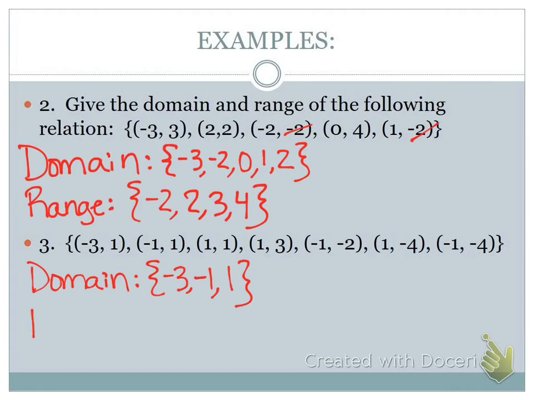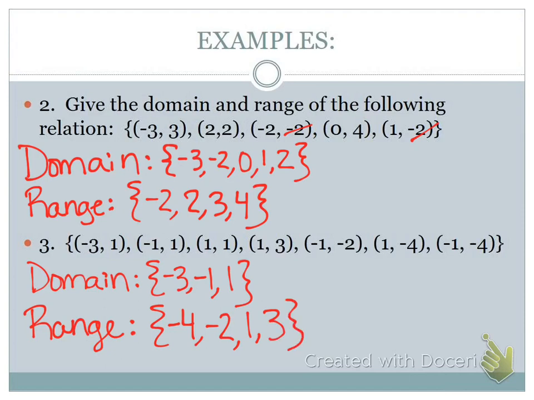For our range, we are looking at the y values. Smallest one is -4, then -2. What comes next? 1, and then 3. I think that's all of them.